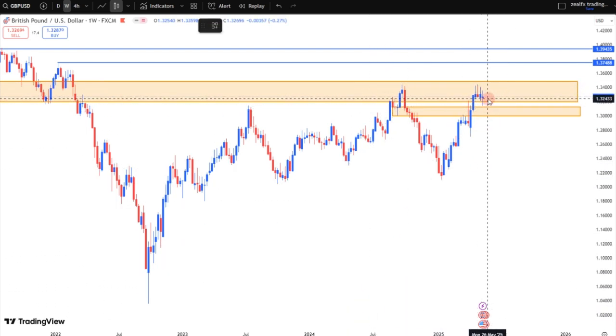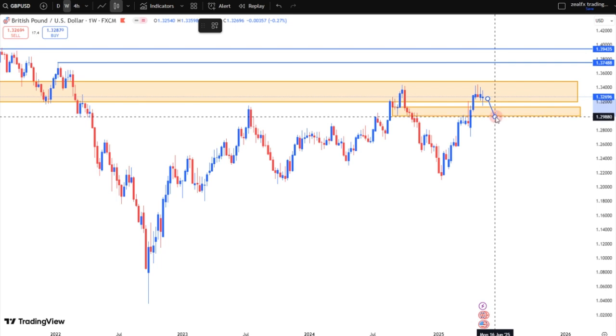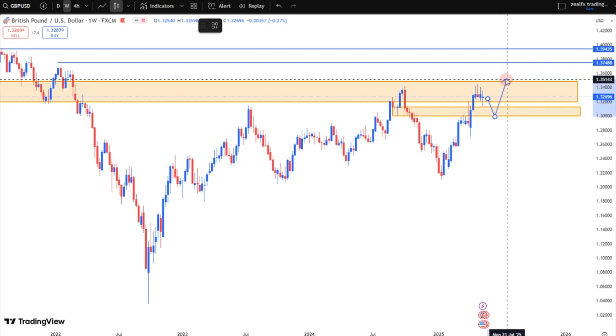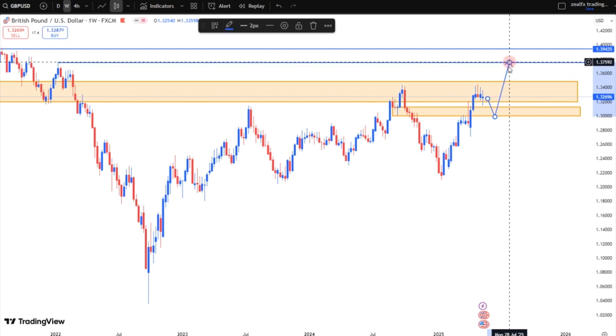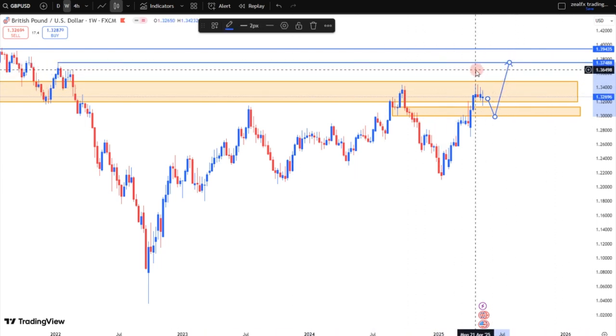We expect price to retest this zone. Then we see our buying for the pound USD. We expect price to move to this next resistance zone, resistance level on the weekly chart.